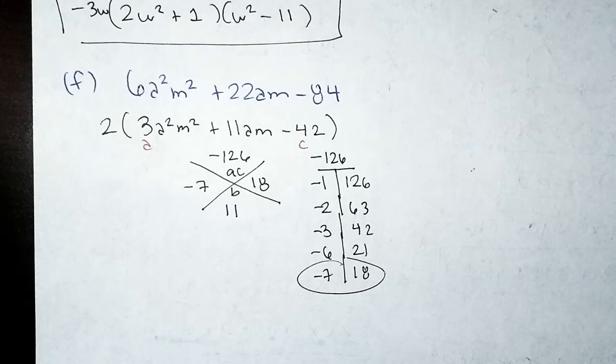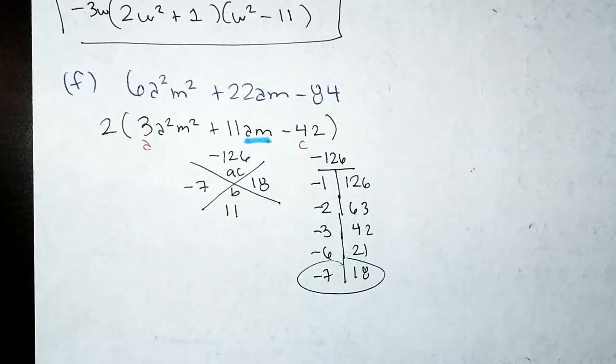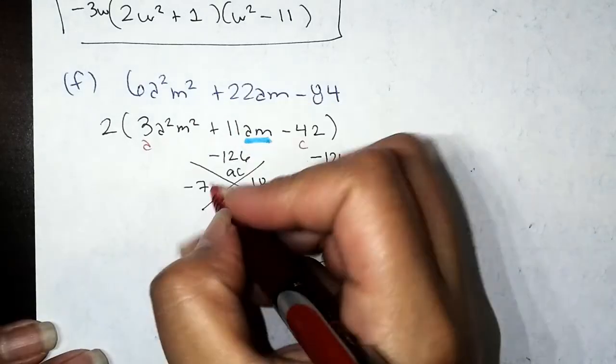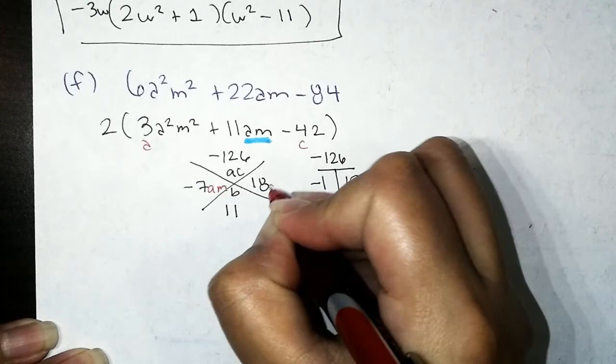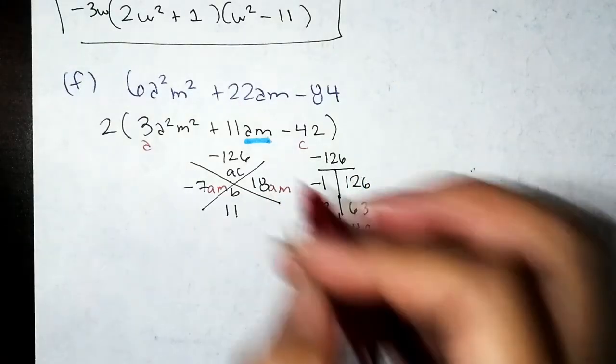So again, the gist of the AC method is to split the middle term so you can have 4 terms and then factor by grouping. Let's go ahead and split the middle term. The variable part of the middle term reads AM, so the variable part of our split terms also has to read AM, like in the morning. I'm not sure what time you're watching this video.